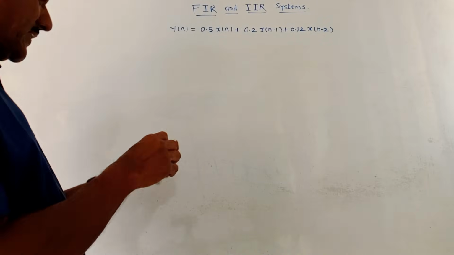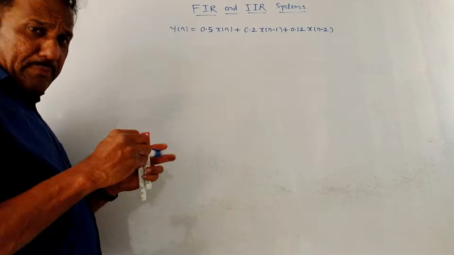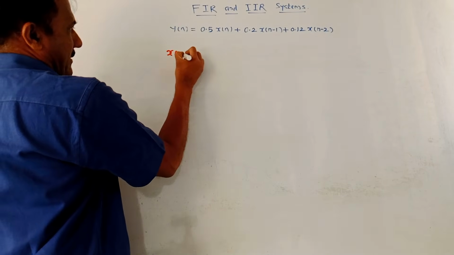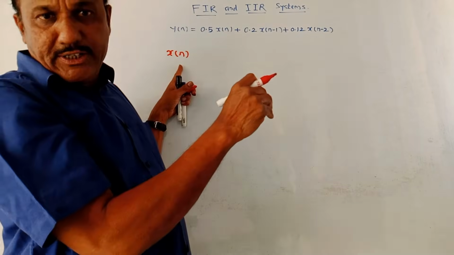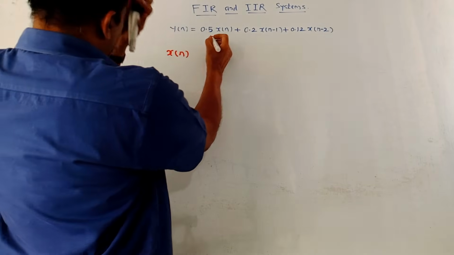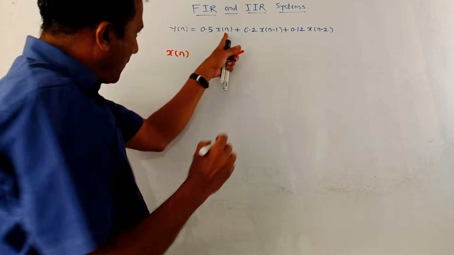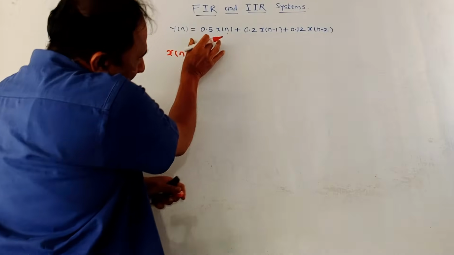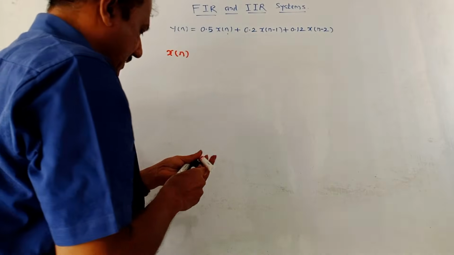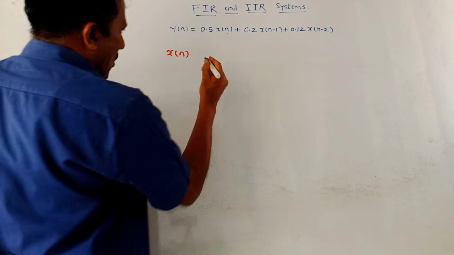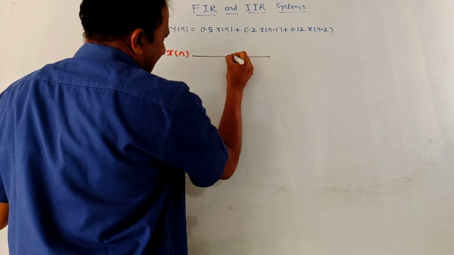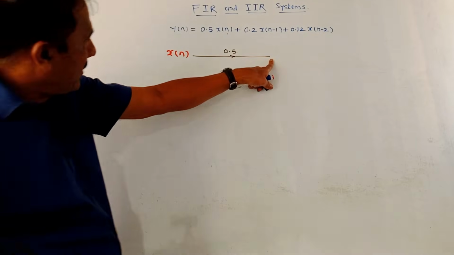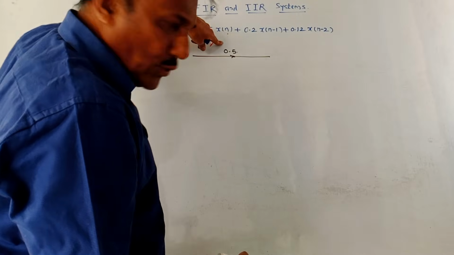Now how to draw the structure? Make the thing simple. Remember it like this. Somewhere I will write input x of n. That means let us assume that input x of n is generated from this point. Then the first term is 0.5 into x of n. This 0.5 indicates a constant multiplier. It is getting multiplied with the input signal x of n. So simply I will draw one horizontal line and write here 0.5. So at the output of this line, you will be getting 0.5 into x of n.